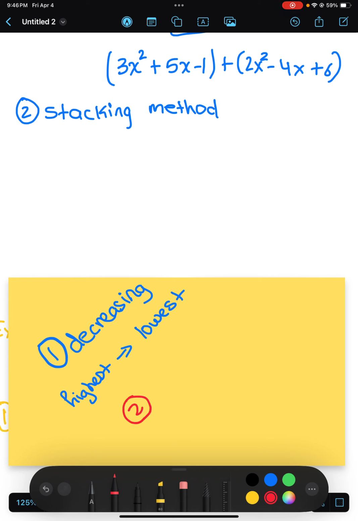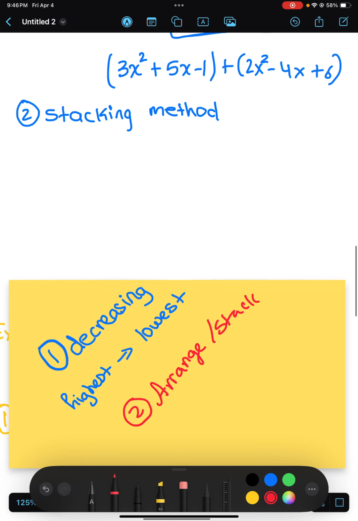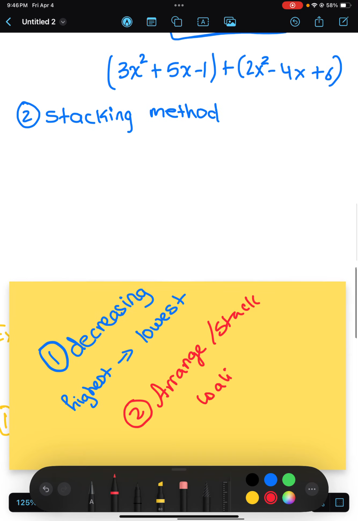Thing number two, you want to arrange or stack them, okay? Make sure they are aligned. So I'm going to show you what I mean. So I want to put my first polynomial. Underneath that, I'm going to put my second polynomial. Let me use a different color maybe.